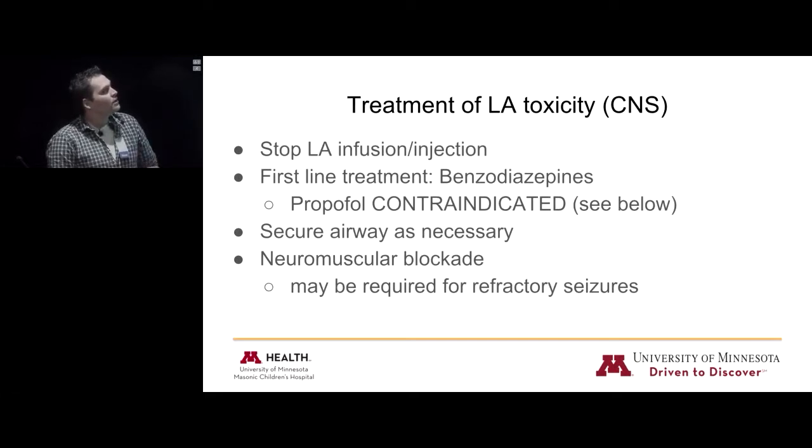For the CNS symptoms, we typically use benzodiazepines as a first-line treatment. In the past, propofol was used, but it is contraindicated now. I'll talk about that in just a minute. Securing the airway is needed because they might experience respiratory arrest. And sometimes the seizures are refractory. And then in the worst case scenario, you might have to use neuromuscular blockade just to keep the patient from seizing, to avoid injury. Obviously, he is still seizing on the brain level.